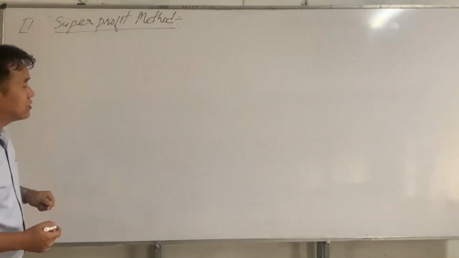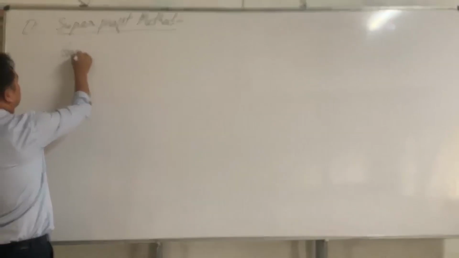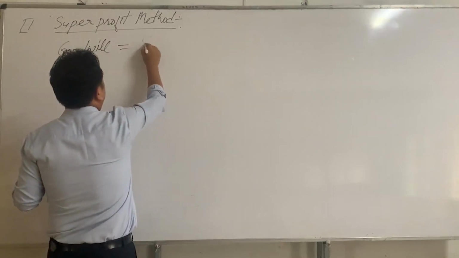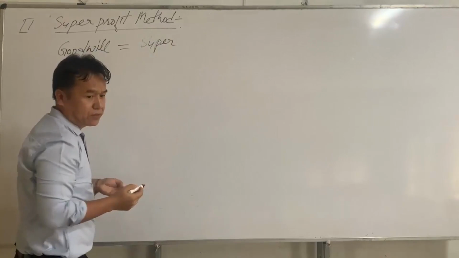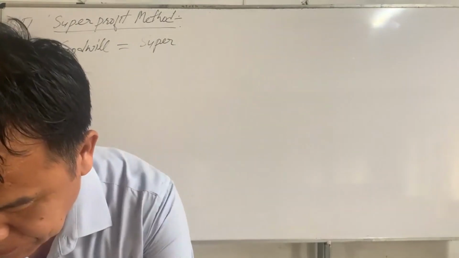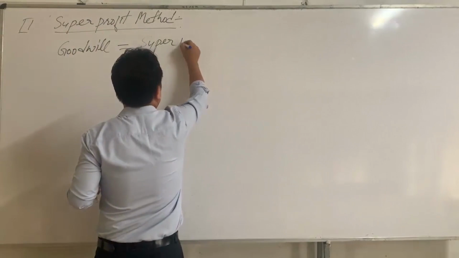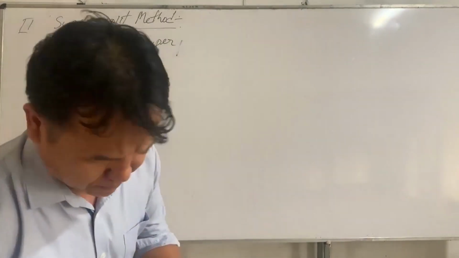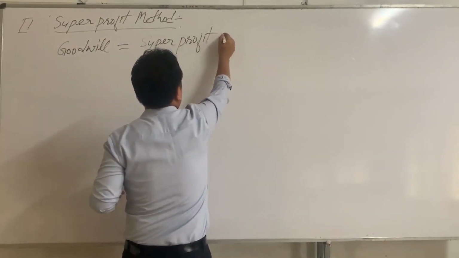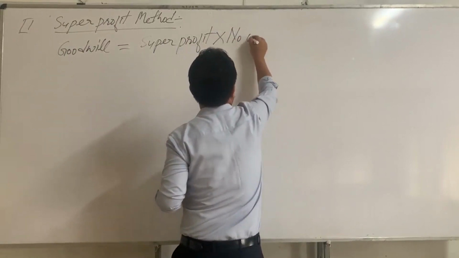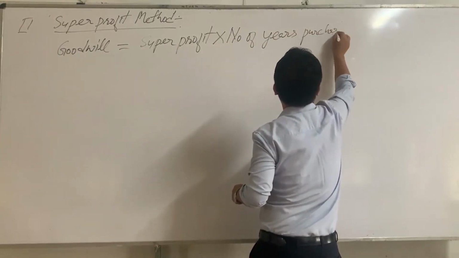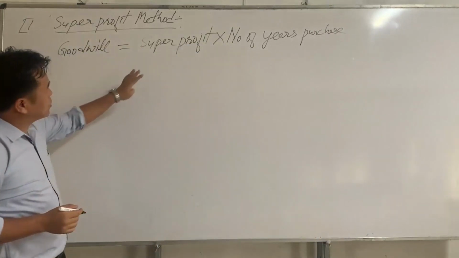So under this method, goodwill of the firm is equal to super profit multiplied by number of years' purchase.